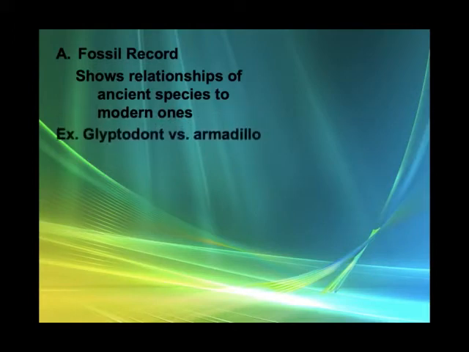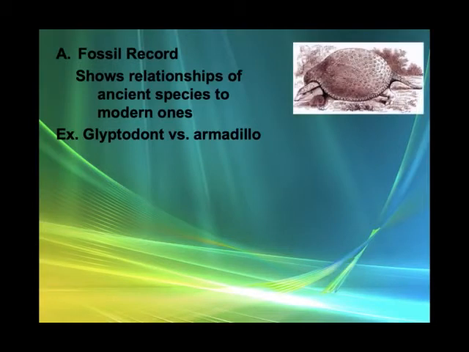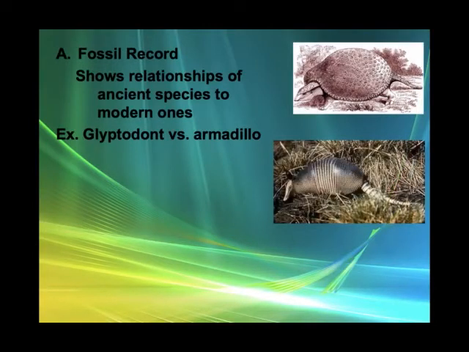So here's an example of what the fossil record shows. There's an ancient species called a glyptodont, which kind of looks like that. And we have a modern species that looks like an armadillo. They have very similar structures. The glyptodont fossils look very much like the hard, bony structures of an armadillo today.